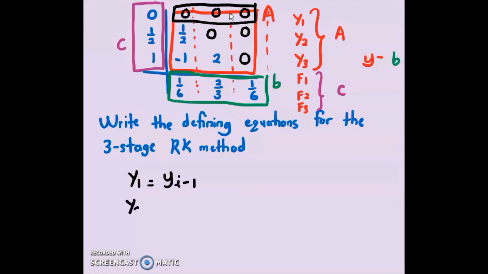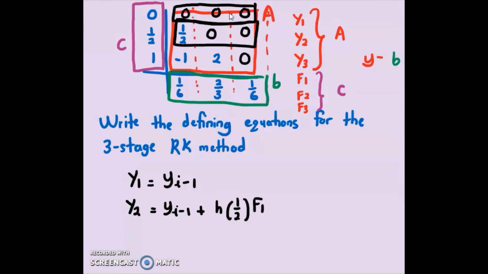Moving on to the second internal stage. Now the second internal stage is here. I have one coefficient A, half. Now this one refers to my F1. So I have F1, F2, F3 for each column. So I have yi minus 1 plus h, then I have half F1.